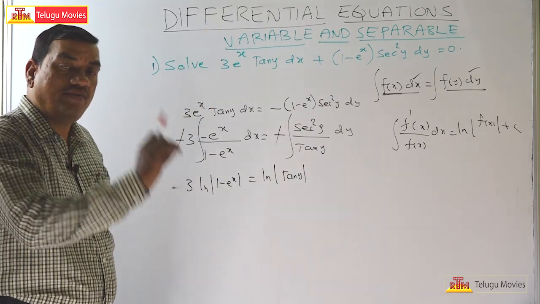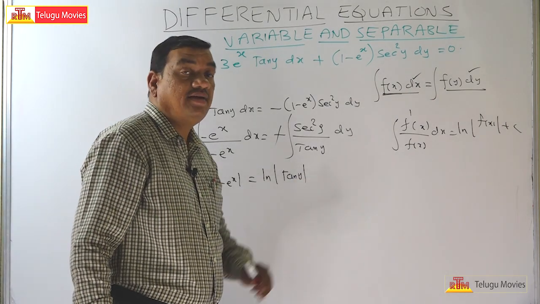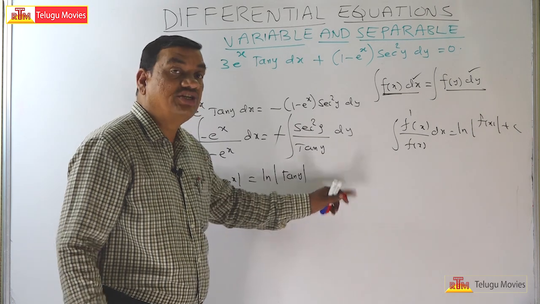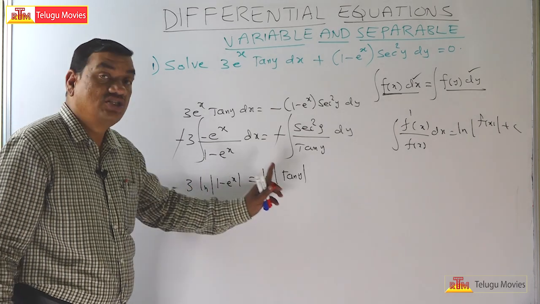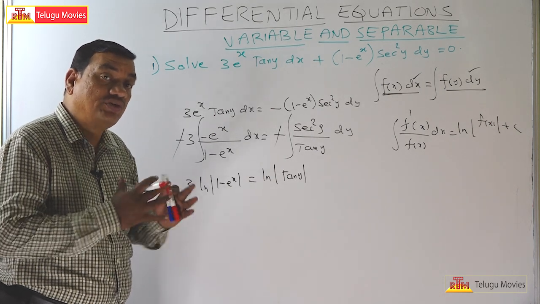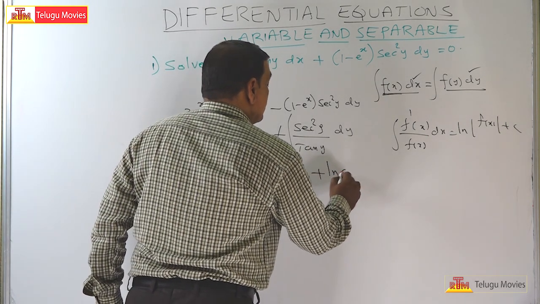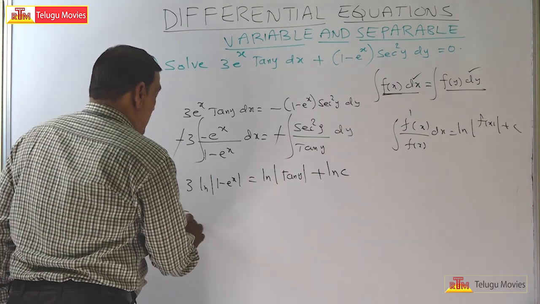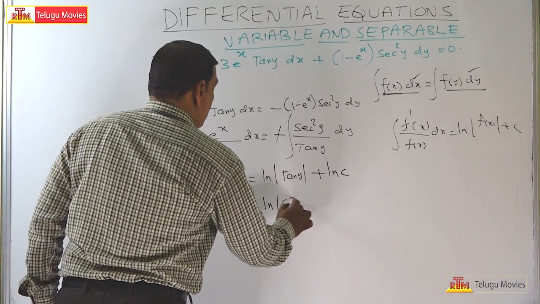Now a very important point that you have to keep in mind is the constant of integration. Generally we take the constant of integration as plus c. But see the functions here, it is a logarithmic function, and this is also a logarithmic function. That's why, to make this solution into the simplest form, it is better to take the constant of integration as ln c. Understand this, ln c. Then we have ln of (1 minus e power x) whole cube is equal to ln of c tan y.